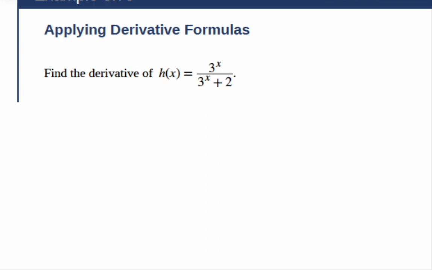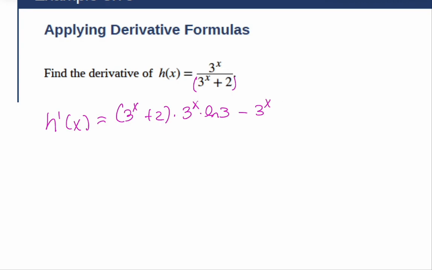So put our denominator in parentheses. Our derivative is going to be the bottom in parentheses times the derivative of the top. Now the derivative of an e to the x is e to the x. The derivative of a 3 to the x is 3 to the x times the natural log of 3. That's the only thing that changes. We just get a little extra constant.